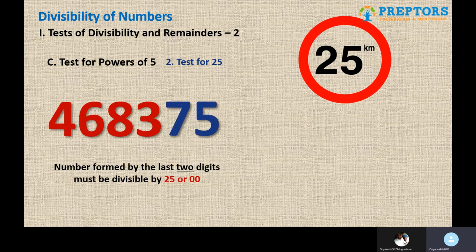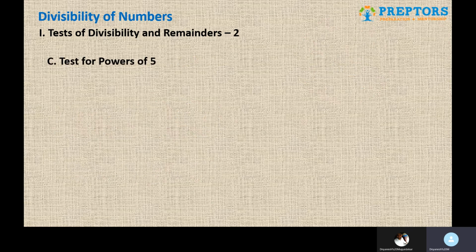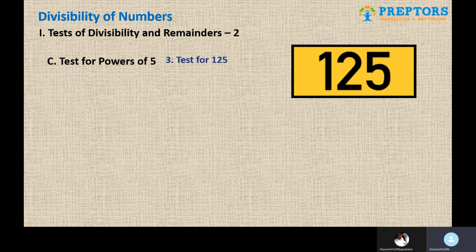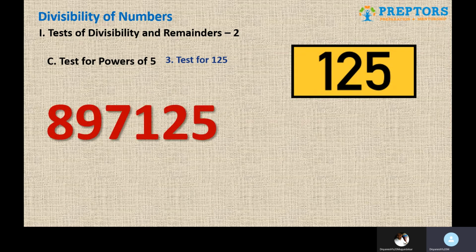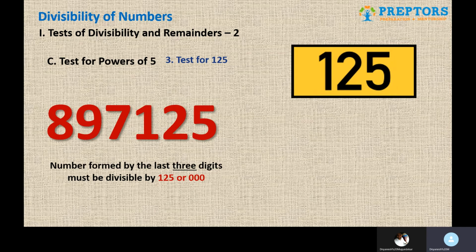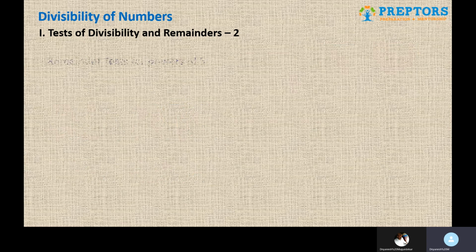For the next power of 5, which is 5 cube, which is 125, and if you know the pattern, because it is the third power of 5, we are going to look at the last 3 digits of the number. So if the last 3 digits of the number are divisible by 125 or are 000, then we say that the entire number is also divisible by 125. This is how you can continue the pattern in a similar manner, and every time you will keep getting the same answer and you will save a lot of time.